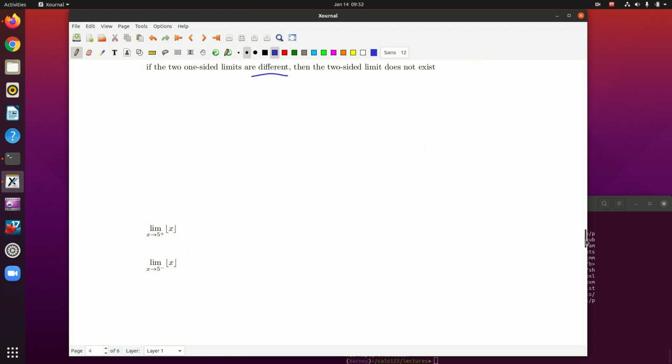Let's do an example. Remember, this is why you need to be paying attention to the previous lectures. What was this thing? That was our greatest integer function. So it represents the biggest integer that you can get that's less than or equal to x. So let's take a look at this.